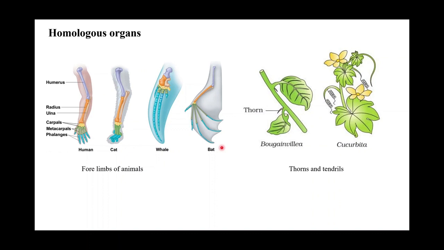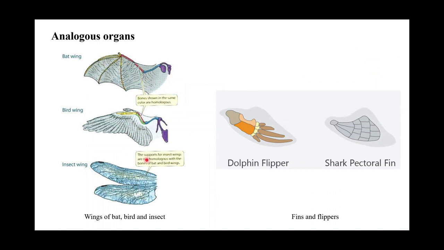But the converse, where you have similar function but different structure, is also there, which is called analogous organs. Why will you have similar function? Because you are staying in the same environment, or you're using this structure for the same function. So if you see the wings, they are all used for the same function, but structurally they are very different. So because they're functionally the same, they are called analogous organs.